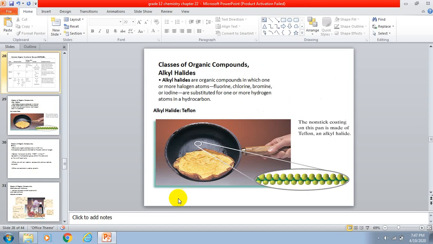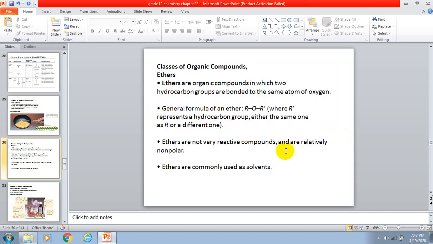Classes of organic compounds. Alkyl halides. Alkyl halides are organic compounds in which one or more halogen atoms, fluorine, chlorine, bromine, and iodine, are substituted for one or more hydrogen atoms in a hydrocarbon. Alkyl halide example: Teflon. The non-stick coating of this pan is made up of Teflon, an alkyl halide.